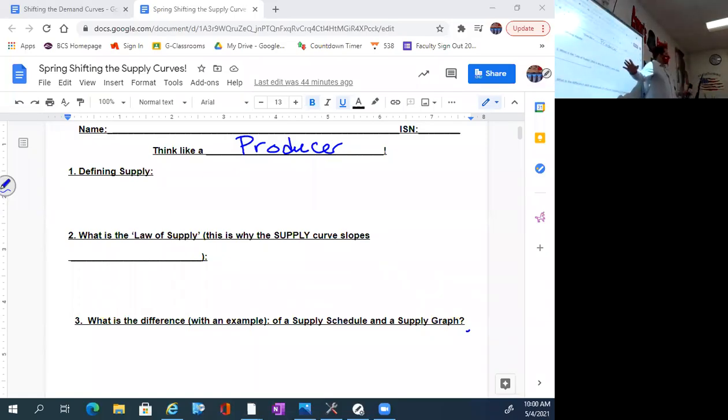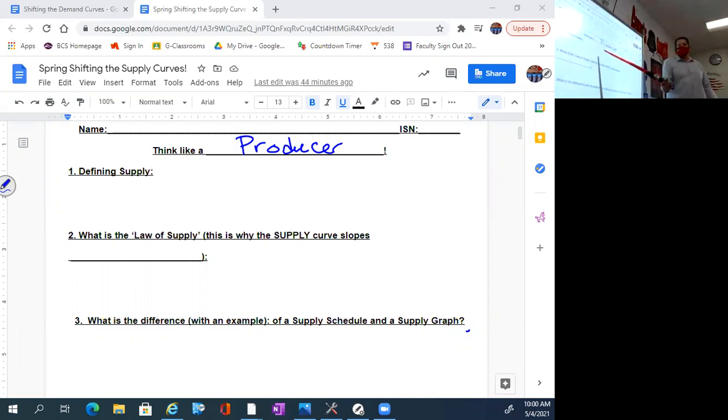So after reviewing the demand curves, now we're flipping and we're thinking like a producer today. Don't think like a consumer. Don't worry about them. Only think like a producer. Well, define supply. The supply definition is the same as consumer, except for one word. Look at your demand. The demand definition is the ability, desire, and willingness to purchase a product at various price points. Well, if you're a producer, all we got to do now is change the word, right?